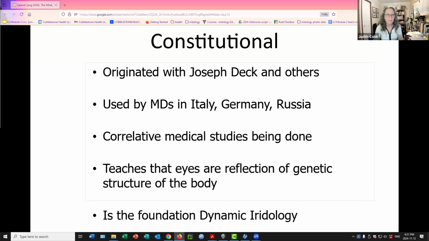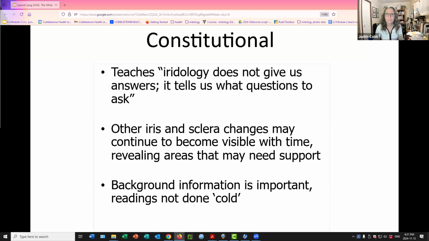And constitutional is the foundation of the dynamic iridology assessment system program. So iridology teaches us, it does not give us answers, but it teaches us what questions to ask. I loved learning that from Bill Cardona. I had been a Jensenian iridologist for about a decade when I heard about constitutional, and the Jensenian style was not working very well for me. So when I was able to start learning constitutional, and Bill kept saying, the eyes don't give us answers, they teach us what questions to ask, it made so much sense to me.